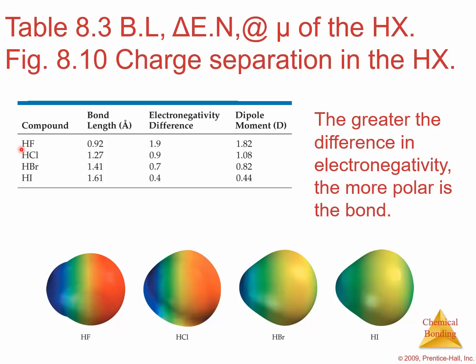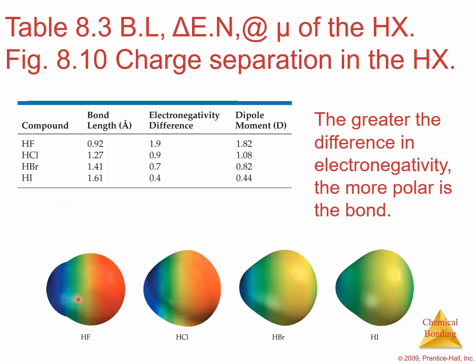So which one of these four polar covalent bonds is the most polar? Of course, it is HF. Why? Because it has the greater difference in electronegativity. Remember this. So again, this shows us charge separation in the hydrogen halides.